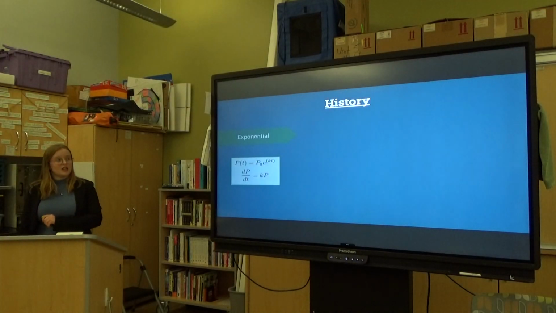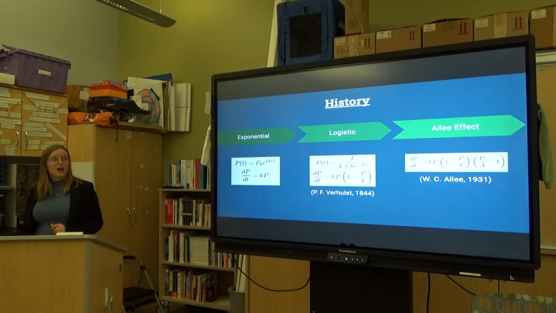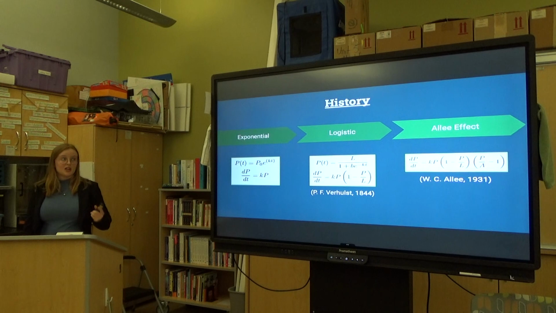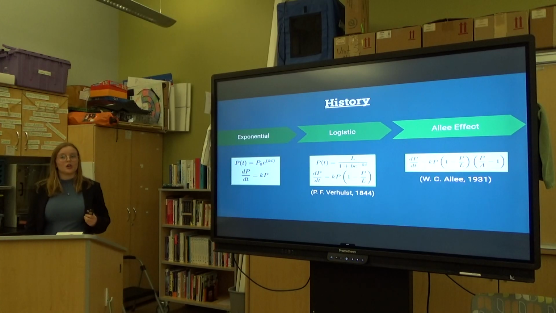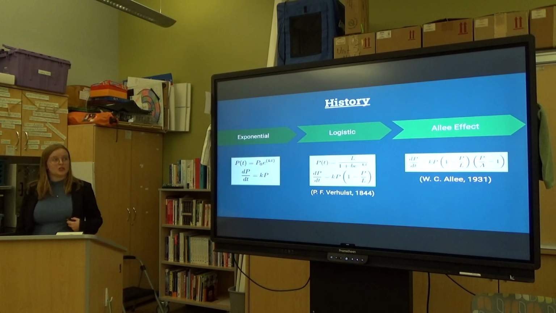Here on this next slide, you will be able to see my different equations for exponential, logistic, and Allee effect. Here you can see that certain aspects of the differential equation are carried on into each equation. However, you see that each one has an added variable. Therefore, that shows that you can have more criteria or more requirements for each population.